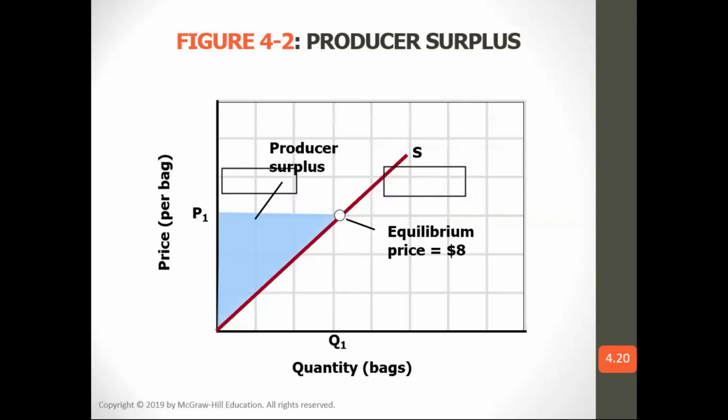To get it, you have to calculate the area of this triangle here, and that's base times height divided by 2. So you calculate the triangle's area using this formula.